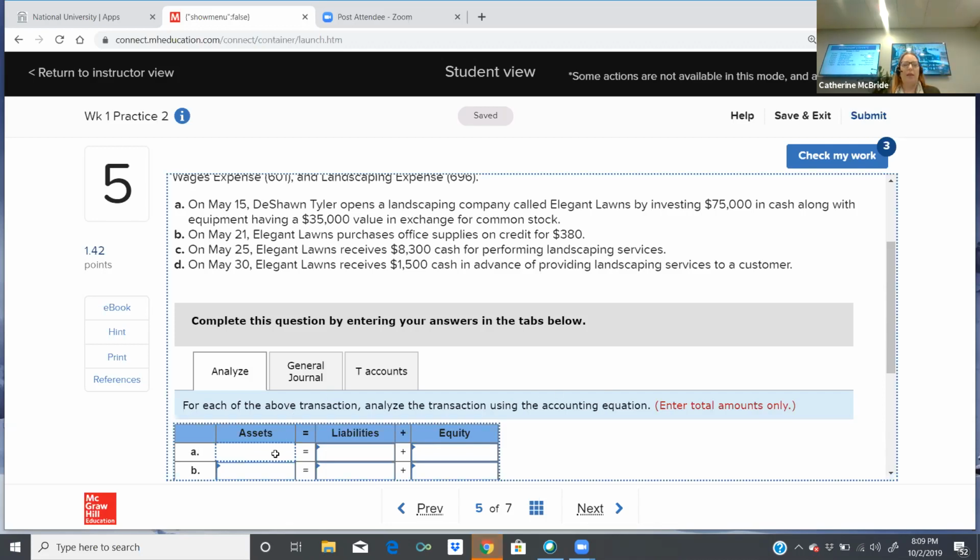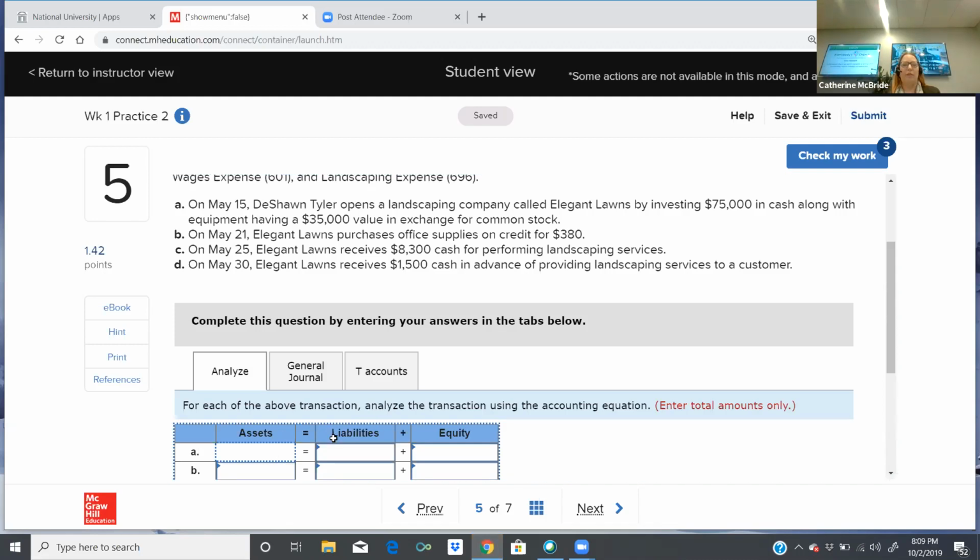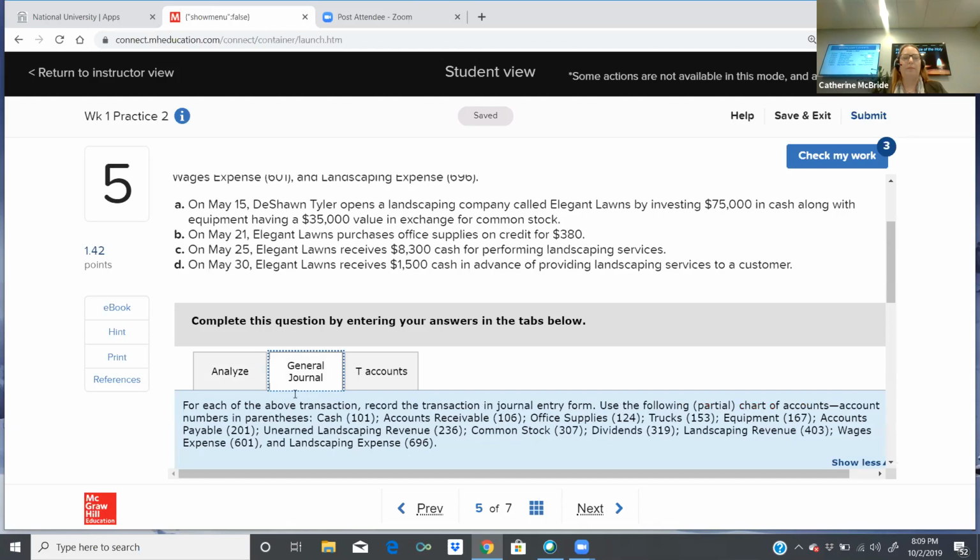So the first thing we're looking at here is our assets, to analyze the transaction. So our assets, cash and equipment, went up. So 75, 85, 95, 105, 110. Do we have any liabilities? Nope. And equity went up 110,000. Now let's go do our journal entry.